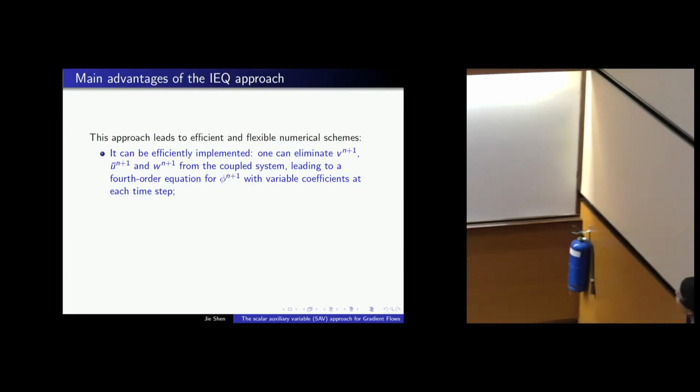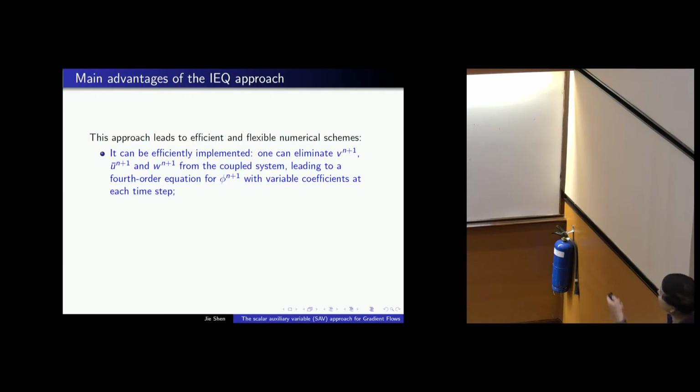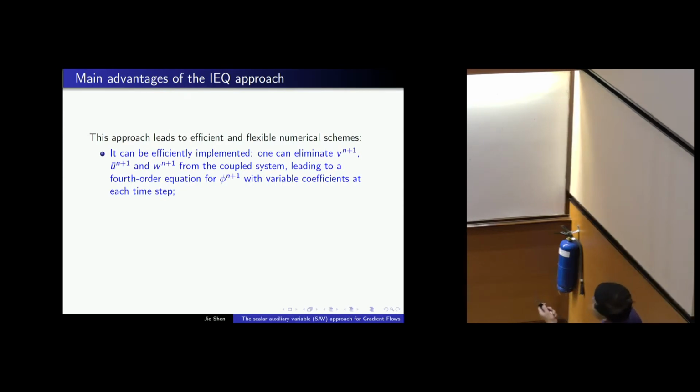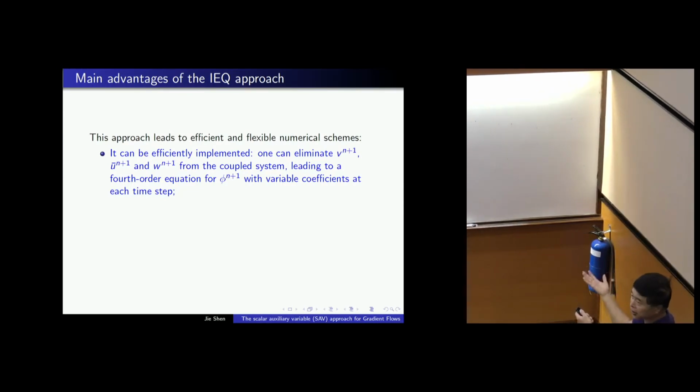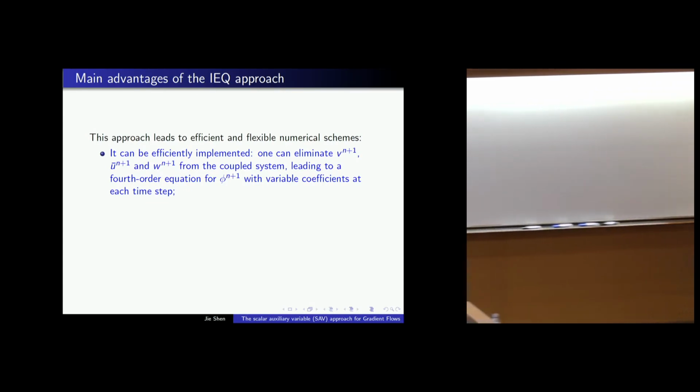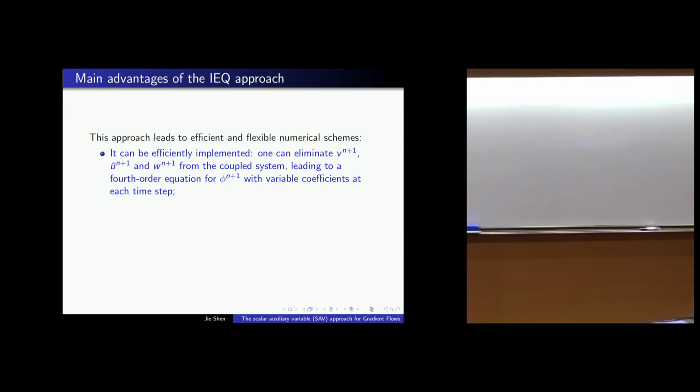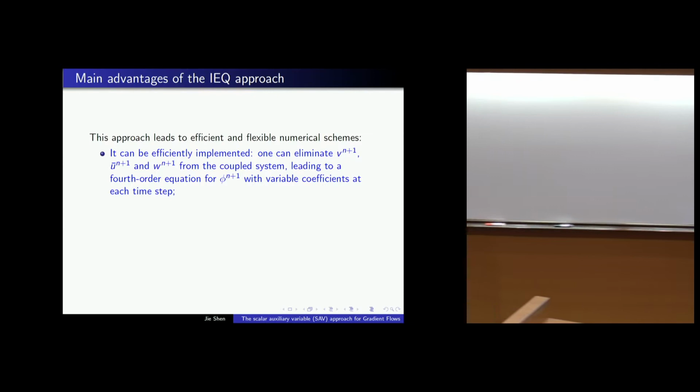And so the main advantage of this approach is it's very efficient because it's linear and flexible. It applies to almost anything. And in practice, you can actually eliminate V, U bar, and W to just get a fourth order equation for phi, but with variable coefficients and positive definite. So it's not so hard to solve.